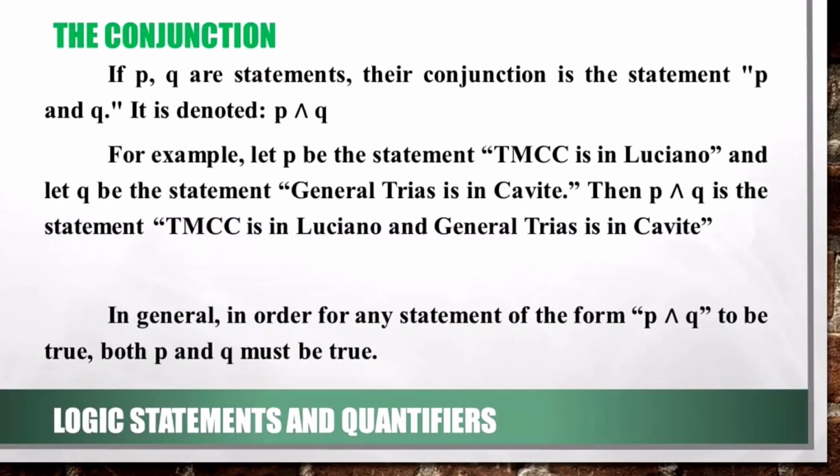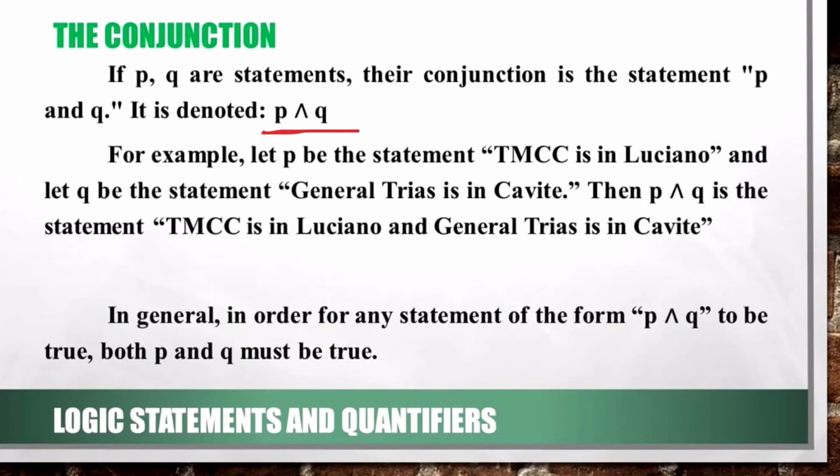While here, we have what you call the conjunction. If P and Q are statements, their conjunction is the statement P and Q. It is denoted as P, up arrowhead, Q. So, this is read as statement P and statement Q.